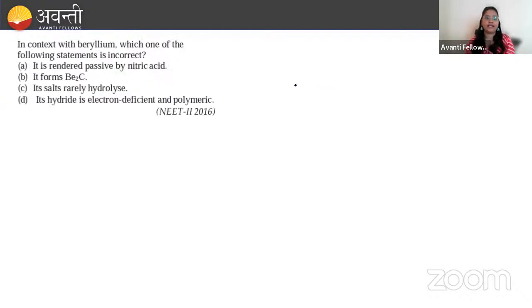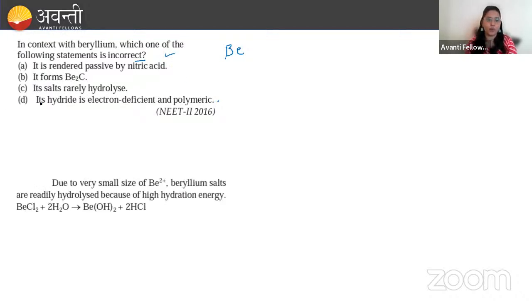Okay, next question. In context with beryllium, which one of the following statements is incorrect? It is about beryllium, okay? And we have to find the incorrect statement. It is rendered passive by nitric acid. It forms Be2C; this type of carbide is formed by beryllium. Its salts rarely hydrolyze. Its hydride is electron deficient and polymeric. So what is incorrect among these? Here the incorrect statement is option C, its salts rarely hydrolyze.